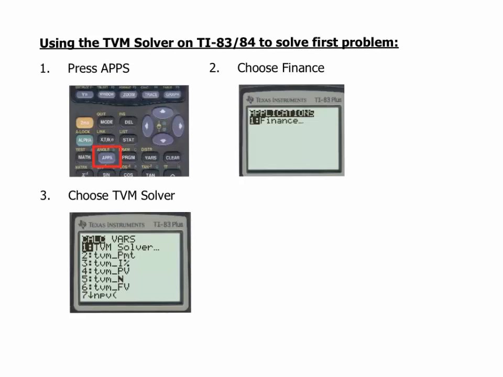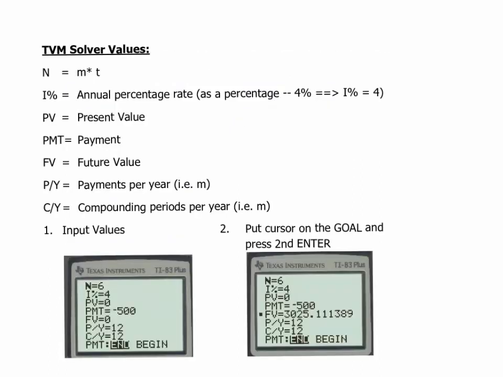To do this, the first thing we're going to do is press the Apps key, then choose the Finance option, and finally choose TVM Solver. The TVM Solver uses slightly different variables, so let's talk about what they mean. The first thing in that TVM Solver screen is the N. The N is M times T. The I is the annual percentage rate, so it's like what we use for our R. But this annual percentage rate is given as a percentage, not as a decimal. So if you have 4%, you need to input 4.